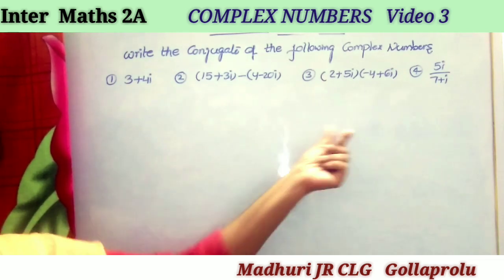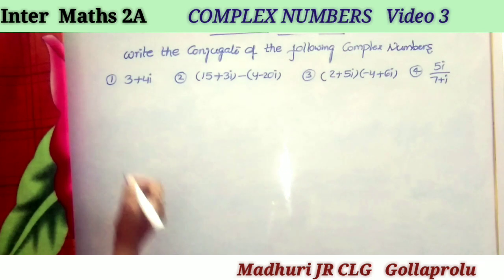Next question, write the conjugate of the following complex numbers. Here 4 questions are given. We have to find the conjugate of the 4 problems. Okay, so the first question.